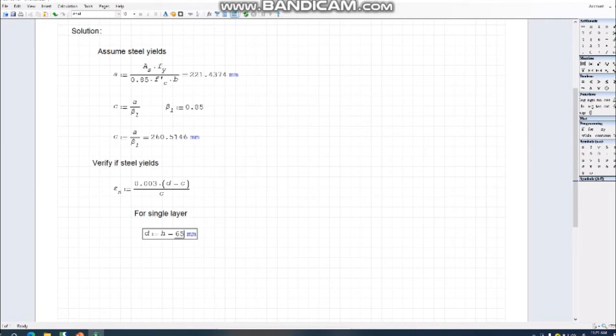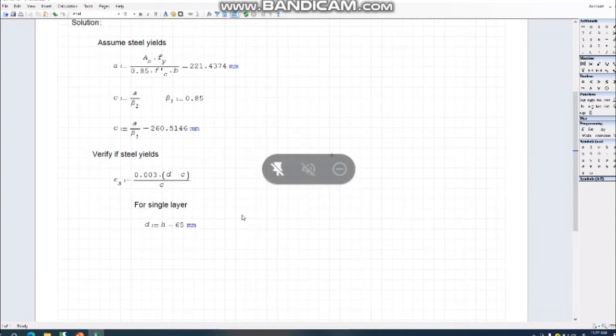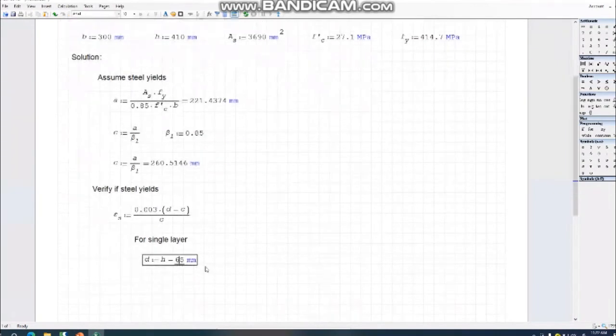What about 3 layers? It's no longer advisable. You can have 3 layers of bars, but it's not a good practice. The advisable is only 2 layers. In this case, since we do not have enough information, we will assume the bar is 1 layer. So we are given the total depth minus 65 mm. That would be the effective depth. We only do this if the information is not given.